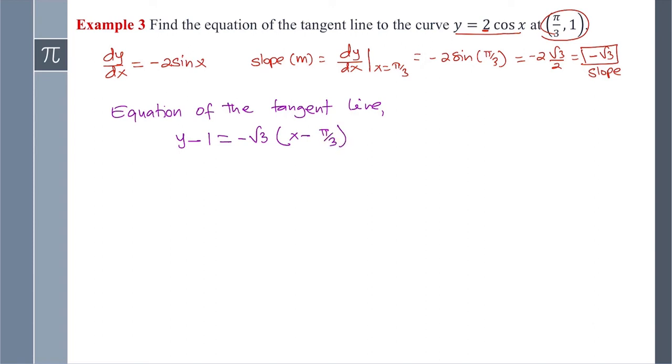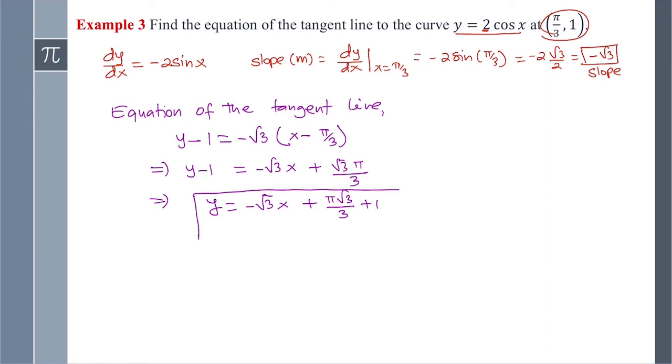If we distribute that square root of 3, we get y minus 1 equals negative square root of 3 times x plus square root of 3 pi over 3. Then if we add 1 on both sides, we get y equals negative square root of 3 x plus pi square root of 3 over 3 plus 1. We won't put this into the calculator and write a decimal, we'll just leave it as it is because we want the exact answer. We don't want to approximate anything here.